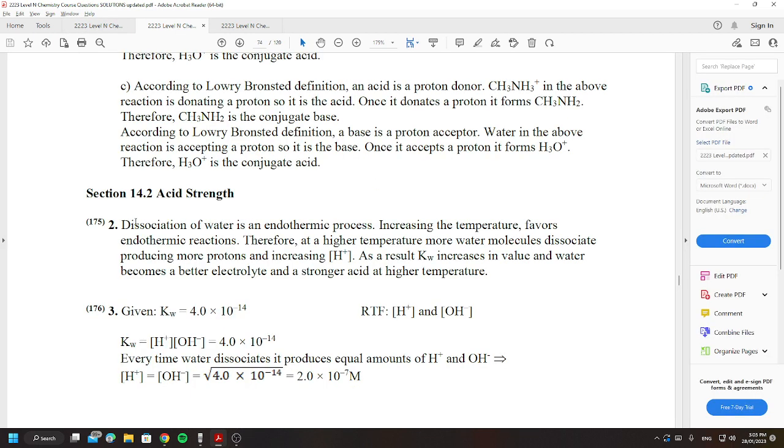Let's just read their definition. Dissociation of water is an endothermic process. Increasing the temperature favors endothermic reactions. Therefore, at a higher temperature, more water molecules dissociate, producing more protons and increasing H+. As a result, Kw increases in value, and water becomes a better electrolyte and a stronger acid at a higher temperature. Okay.